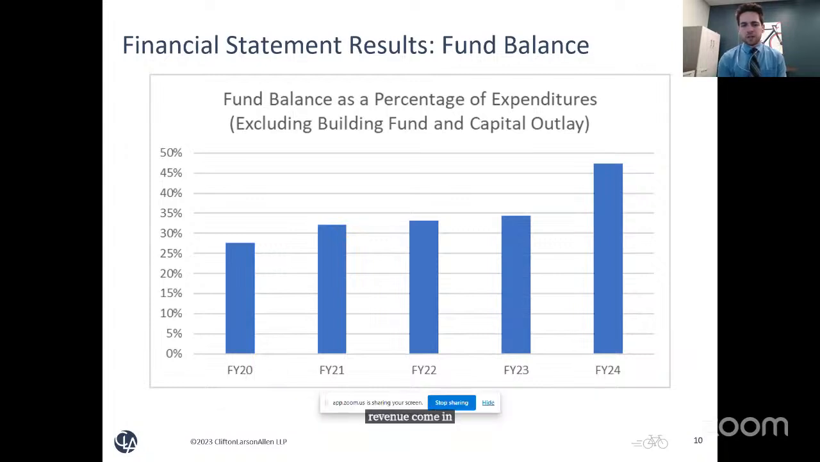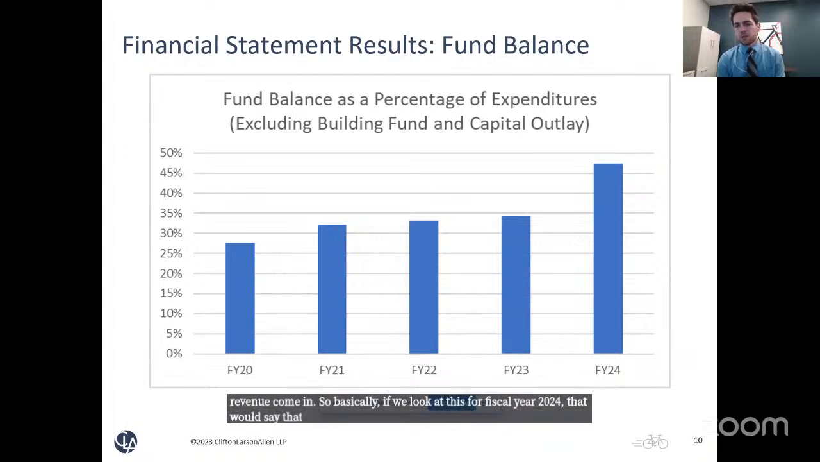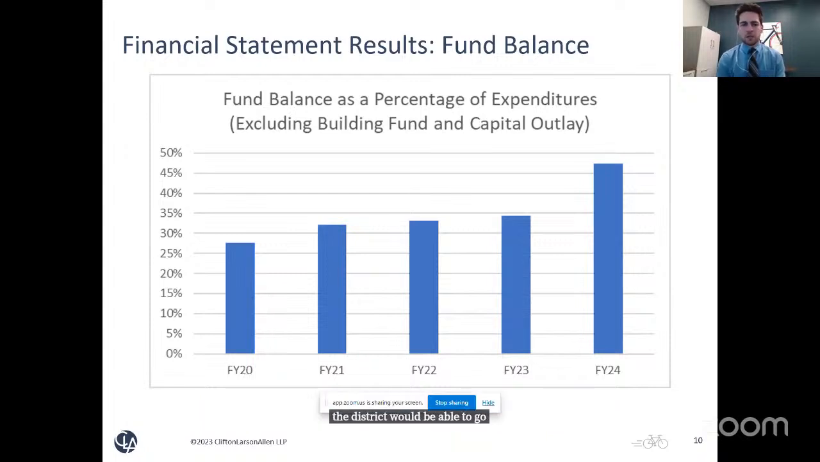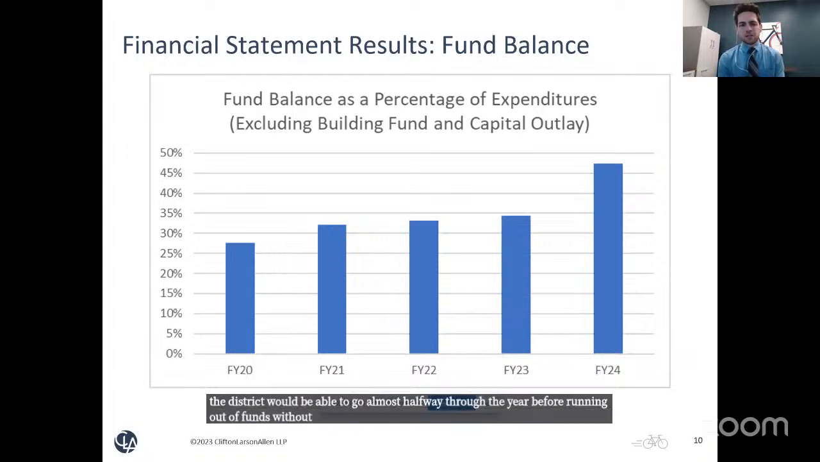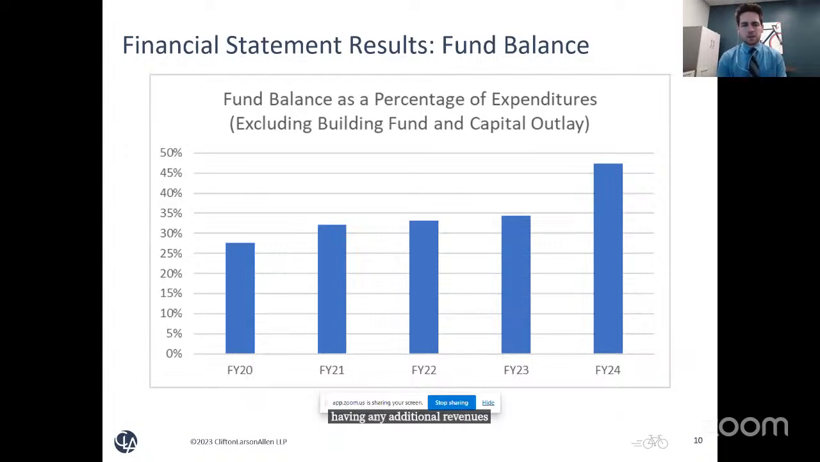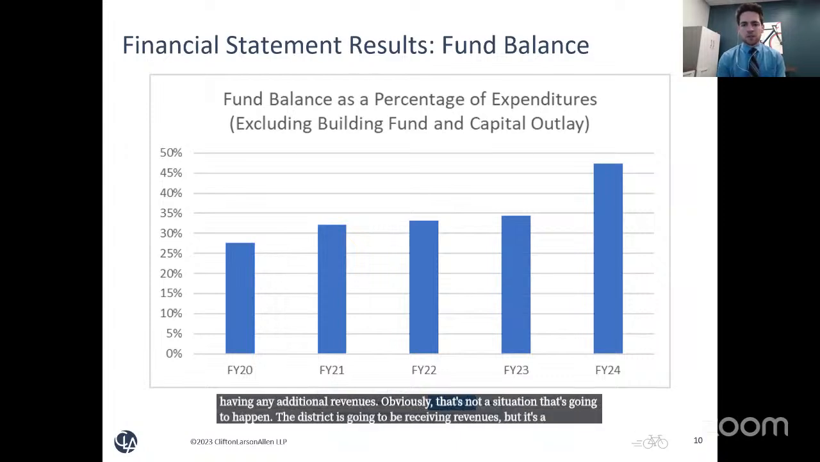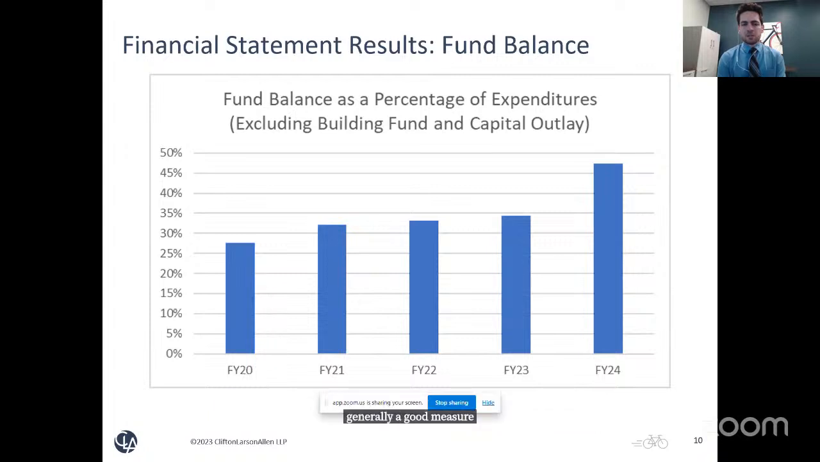So basically, if we look at this for fiscal year 2024, that would say that if in fiscal year 2025 expenditures were roughly the same amount, the district would be able to go almost halfway through the year before running out of funds without having any additional revenues. Obviously, that's not a situation that's going to happen. The district is going to be receiving revenues, but it's generally a good measure of how much is being stored in reserves. And so that's going to be showing a stronger financial position.